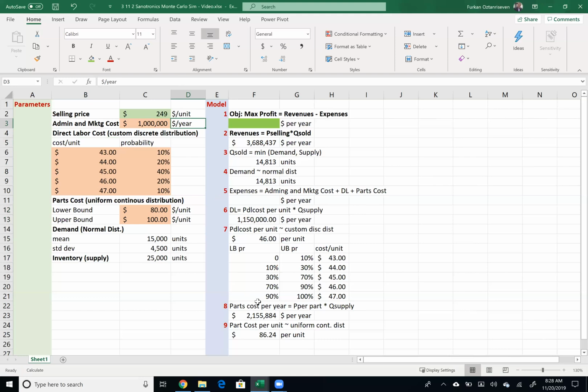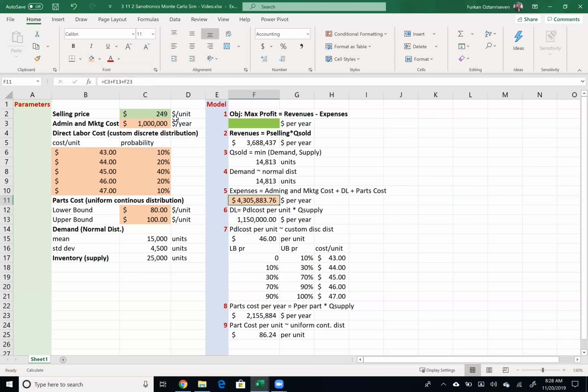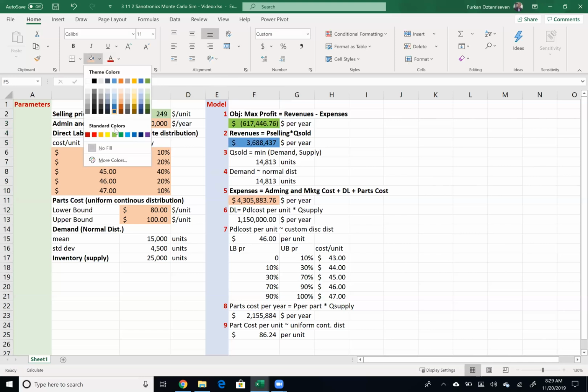All right, so I'm done with parts cost. I'm done with labor cost, and I know the admin cost, so I can calculate my total expense right here, which is going to be this plus this plus this. All right, so this is my reddish number, the sum of all the expenses. Now I know my total revenue, so I can calculate my total profit, which is this minus that. All right, so now I calculated my profit based on these numbers.